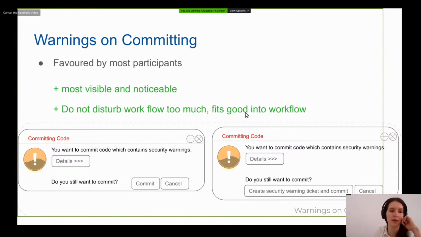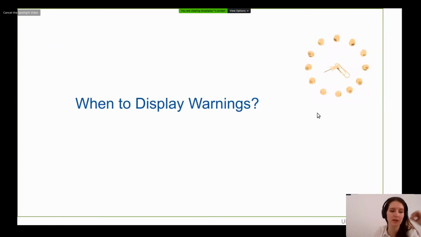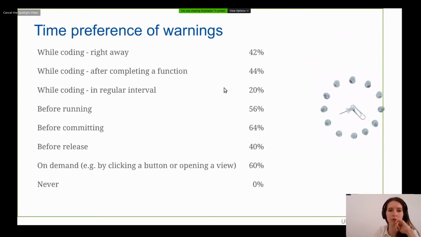For the question which type was rated the most favored, multiple answers were possible, and we saw that no type was the clear winner. However, we found a correlation between fitting the workflow and the positive opinion on the warning types. So it's very likely that configuring the warnings could be beneficial. The next question was when to display warnings.